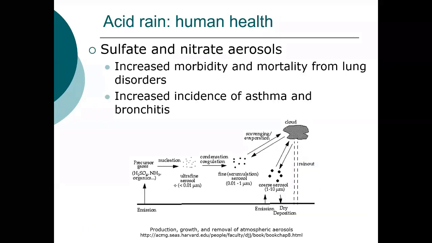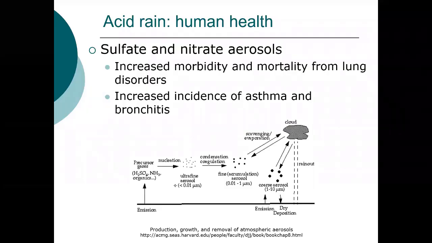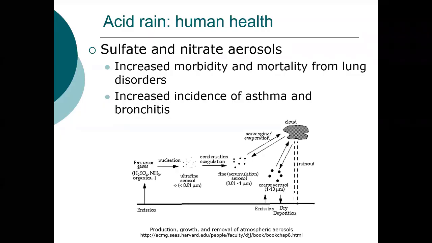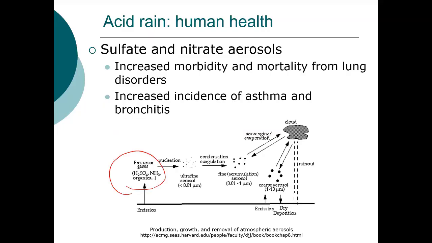So I've mentioned that acid rain is resulting in the formation of SO2 and NOx, NO and NO2. Those result in the formation, as we mentioned, of sulfuric acid, and it's not shown here, but also nitric acid. Those gases can nucleate. What does that mean?